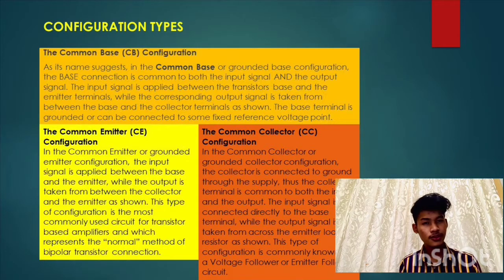Okay, number 3, the common collector configuration. In the common collector or ground collector configuration, the collector is connected to ground through the supply. Thus, the collector terminal is common to both the input and the output. The input signal is connected directly to the base terminal, while the output signal is taken from across the emitter load resistor as shown. This type of configuration is commonly known as a voltage follower or emitter follower circuit.